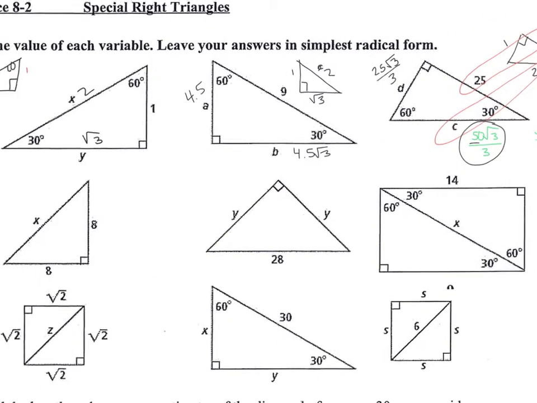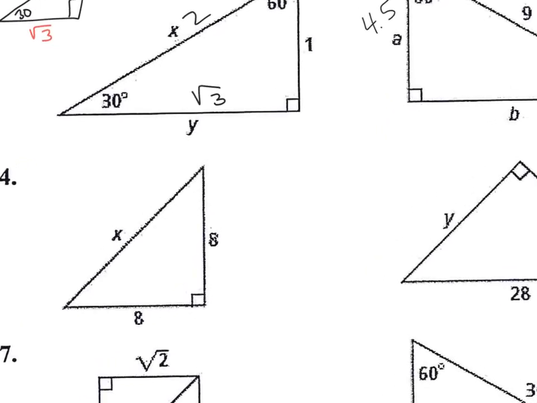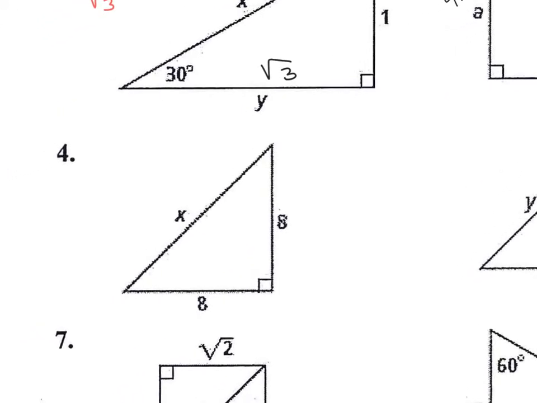And then number 4, I don't have any angle measures. However, I know that these two sides are equal. So this has to be a 45, 45, 90. So if I draw a similar triangle, the ratios are 1, 1, root 2. So if this is 8 and 8, this has to be 8 root 2. So x is 8 root 2.